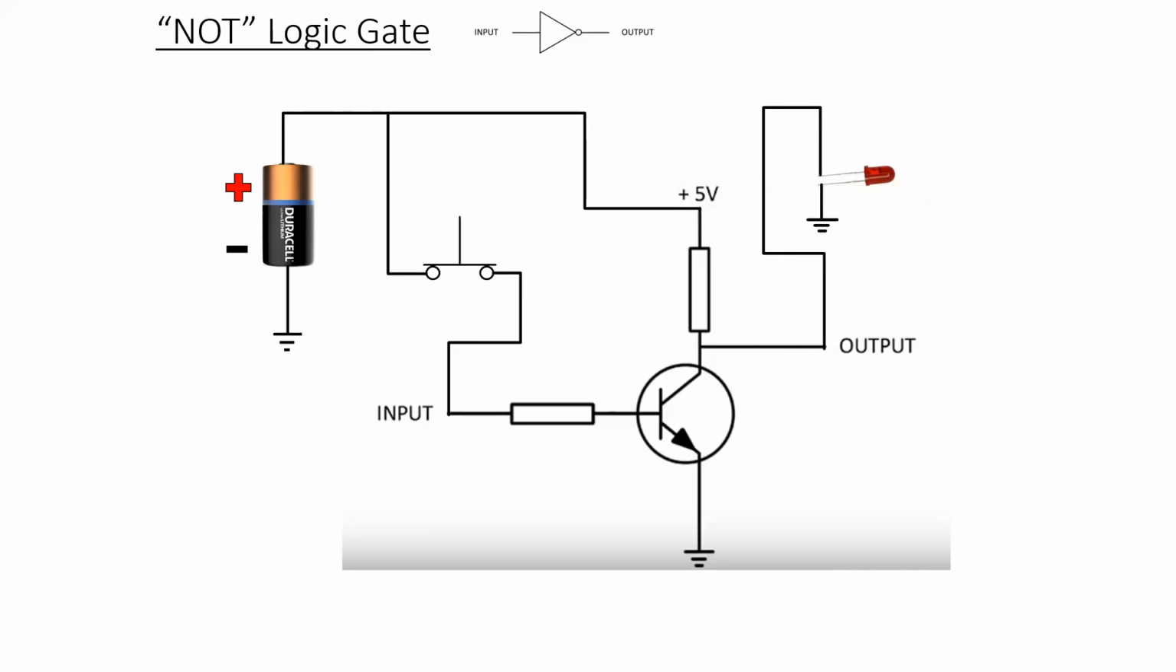When we press it down, there's now current that flows through the base terminal, which causes the transistor to conduct from anode to cathode, which means now there is 0 voltage for this little light to operate, and it turns off.